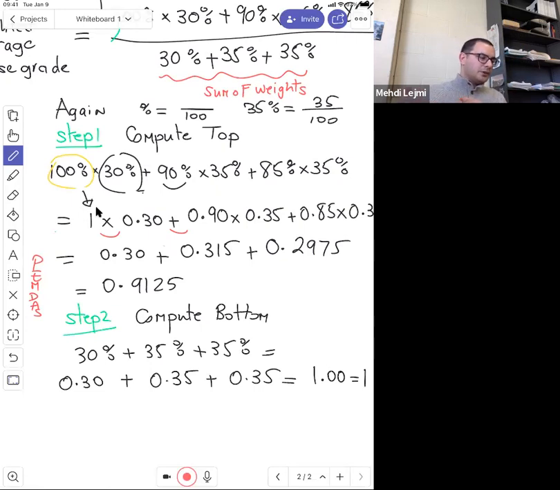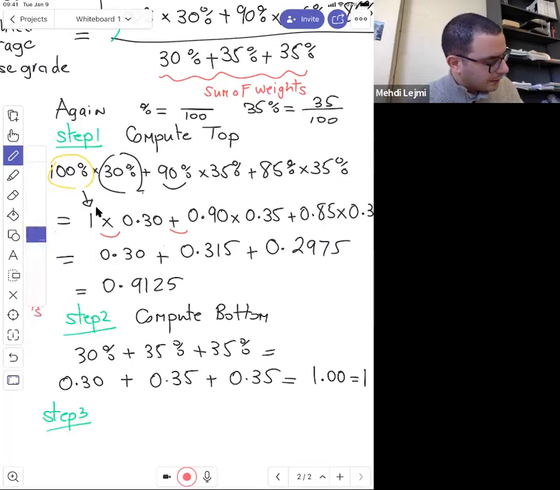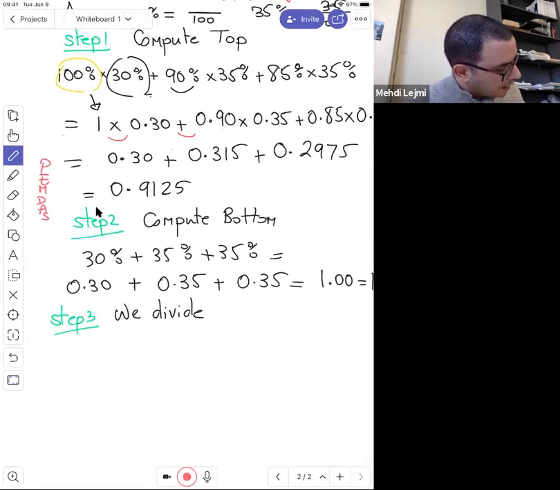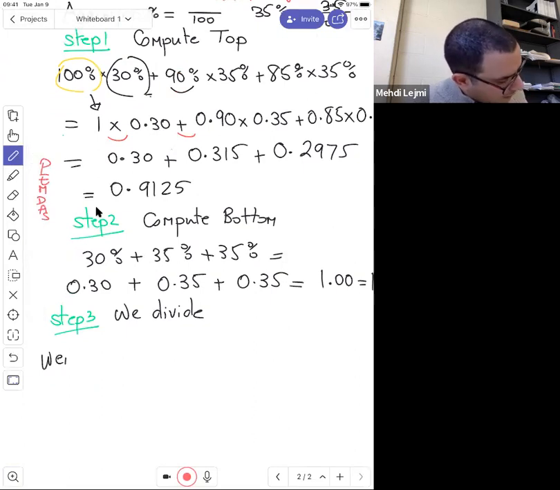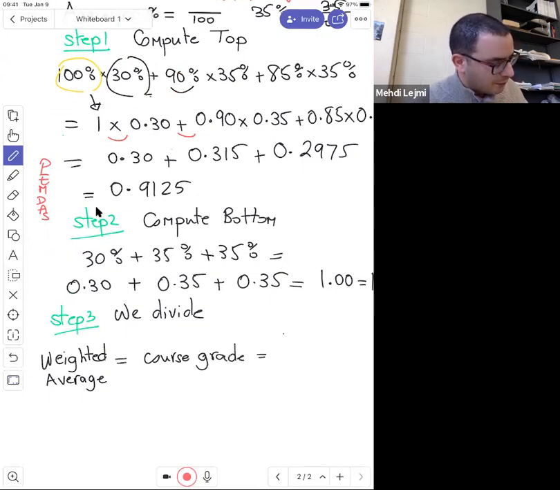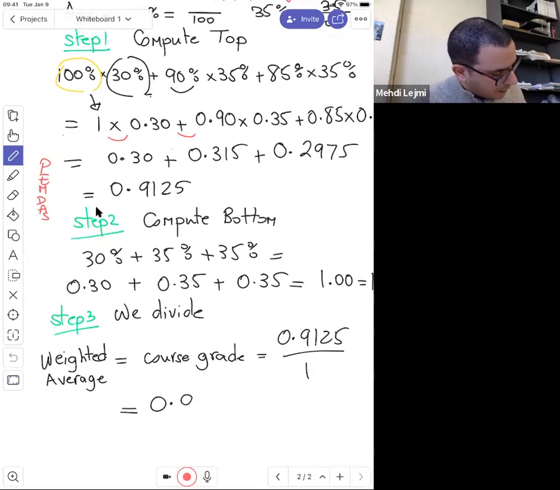Now once you have the answer to the top and the bottom, step three, then we can divide. So we divide, and so the answer, the weighted average, which is the same as the course grade: the top turns out to be 0.9125 over 1, so the answer is 0.9125.